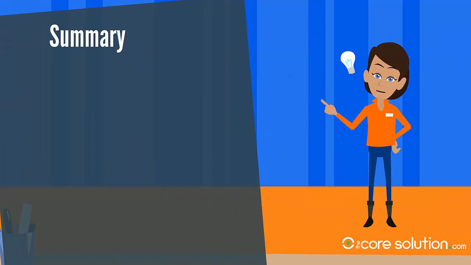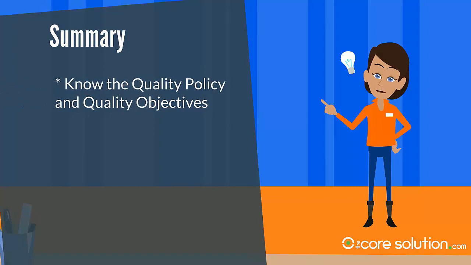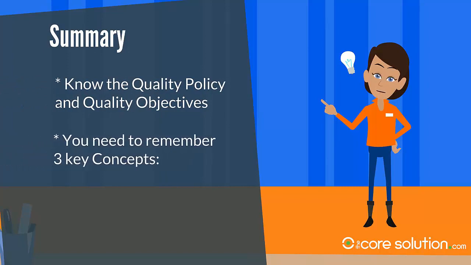Let's summarize what you have just learned. You are responsible for knowing these topics and may need to explain them to an auditor. You need to know the quality policy and the quality objectives that relate to your area. You will need to get that information and learn it. You need to remember 3 concepts for ISO 9001 certification. The process approach. This is the idea that all business activities are connected because the output of one process is an input to the next process.